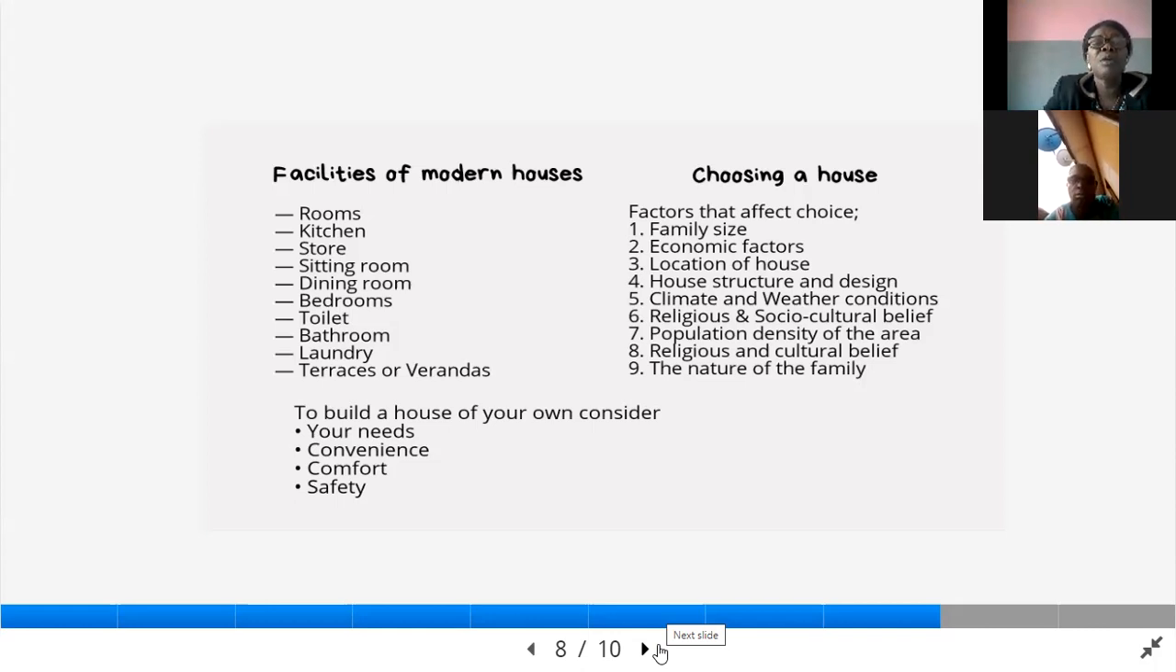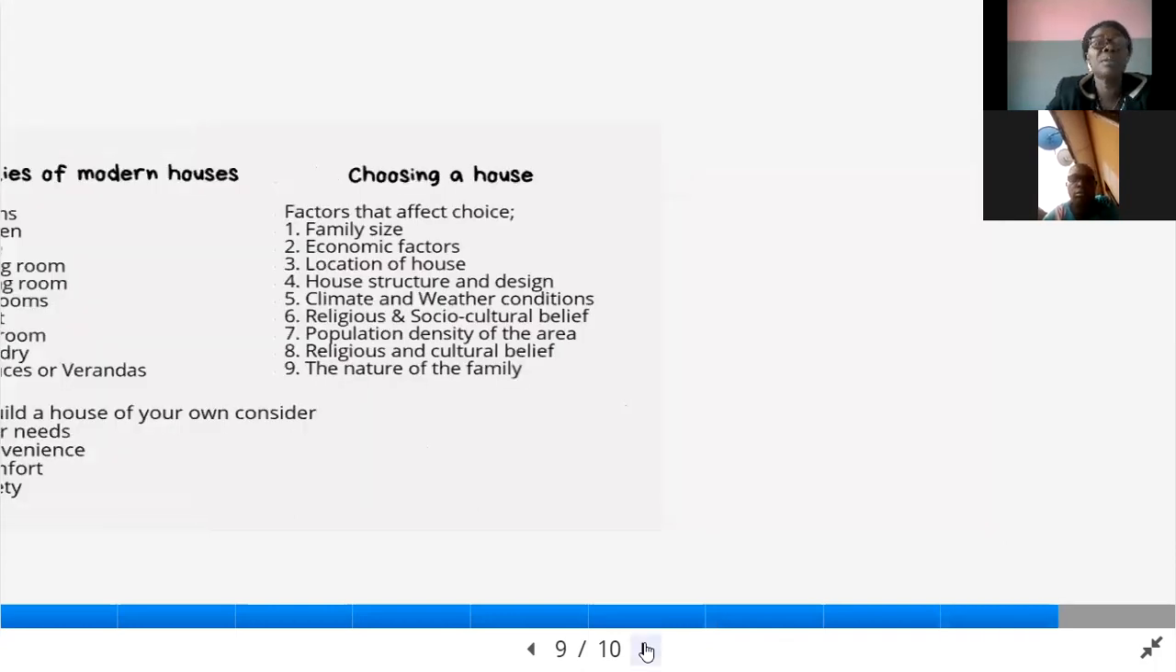Then to build a house of your own, you must consider about 4 factors. You must consider your need as a family. What does your family need for that house you want to build? What about the convenience? You must look at the convenience of the area you want to choose for the house. You must look at the comfort of your family before you build a house, and the safety of your family. These are the factors to consider before building a house.